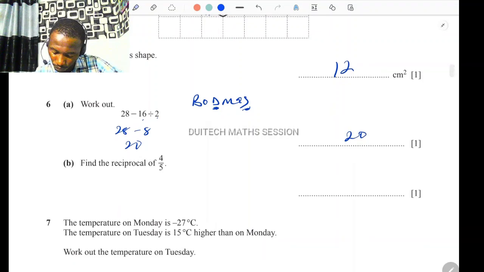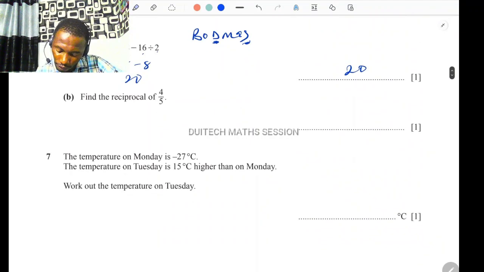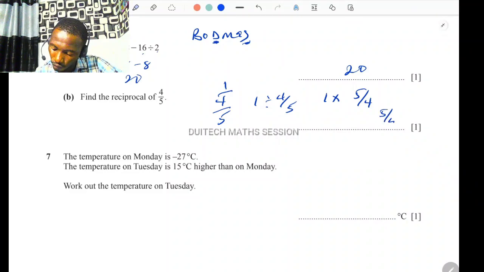20. They ask to find the reciprocal of 4 over 5. If I ask you to find the reciprocal of a, for example, then that's 1 over a. But in this case we have to find the reciprocal of 4 over 5, which is 1 over 4 over 5. When you break it down, you have 1 divided by 4 over 5. When you change division to times, you'll be having 1 times 5 over 4. So 1 times 5 over 4 is equal to 5 over 4.